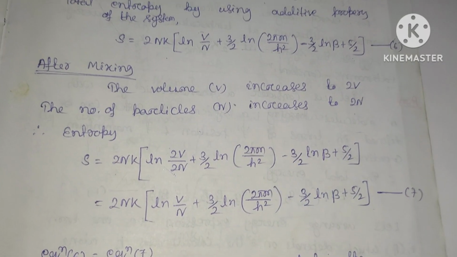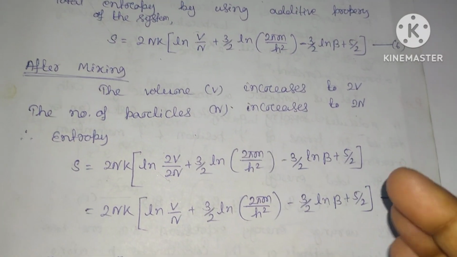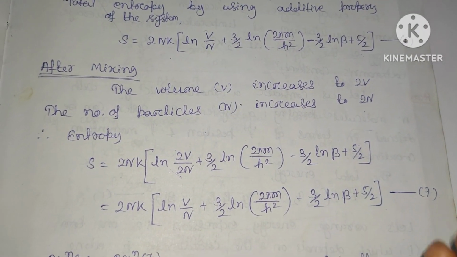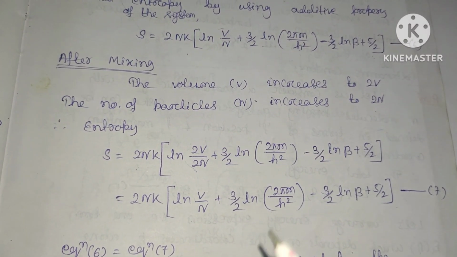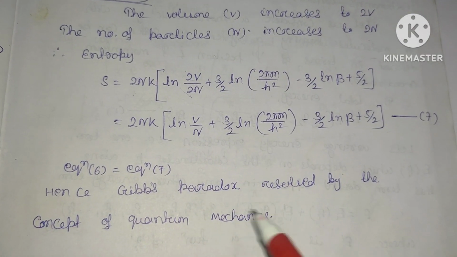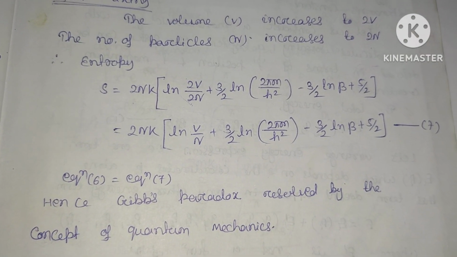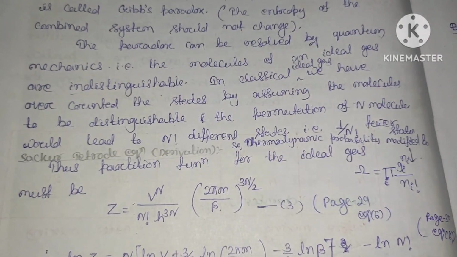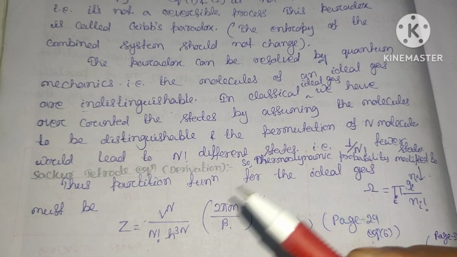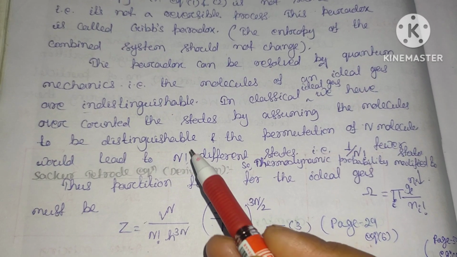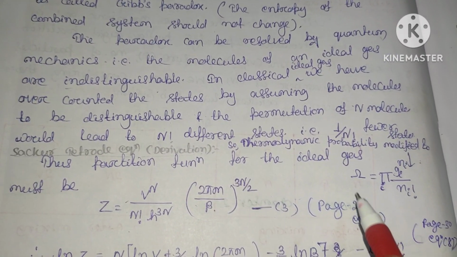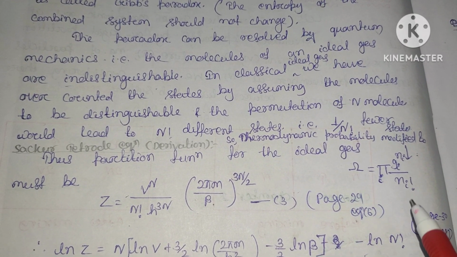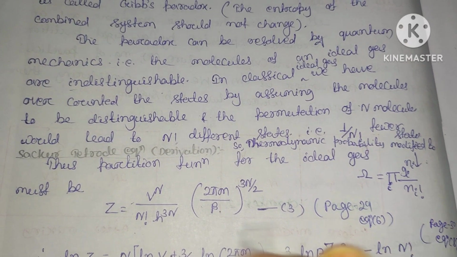So why does this happen? Because in quantum mechanics, we consider that the particles are indistinguishable in nature, so the Gibbs paradox is resolved. In classical mechanics, we calculated too many states, so we overcounted by n factorial number of states. By reducing the number of microstates by n factorial, we have resolved this problem.